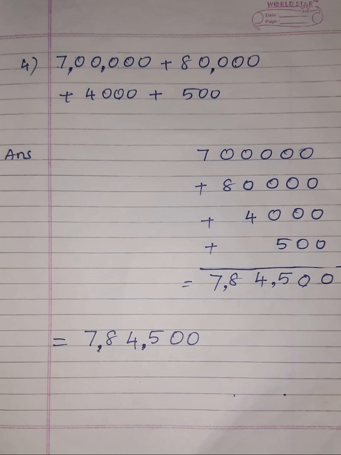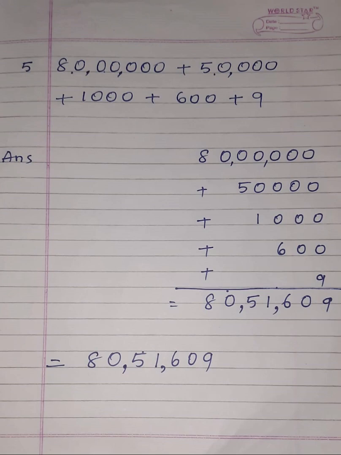So what do we get, children? We got 7 lakhs 84,500. Okay, what is the final answer, children? Final answer is 7 lakhs 84,500. Okay, so you will write, which is equal to 7 lakhs 84,500 is the final answer. Clear children?